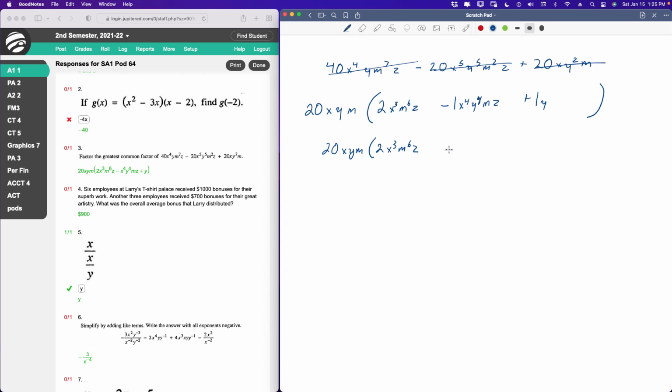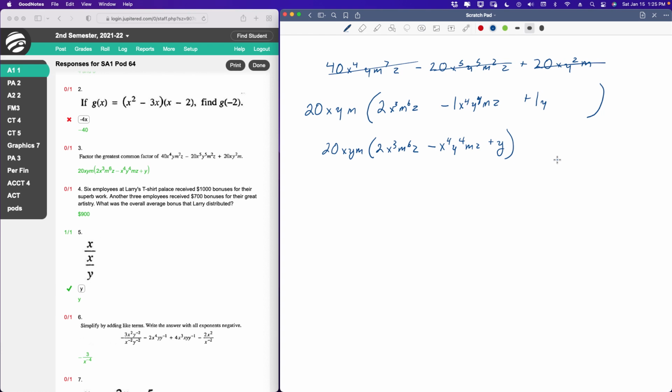That's in alphabetical order. This is not. I should probably have done that in alphabetical order. We're going to drop the m to the 1, make it invisible: x^4 y^4 mz plus y. And that's it. That's our answer. So that's how you find that greatest common factor. That's how you factor this out.